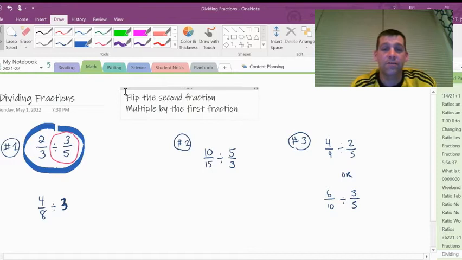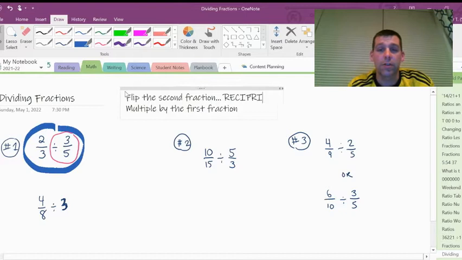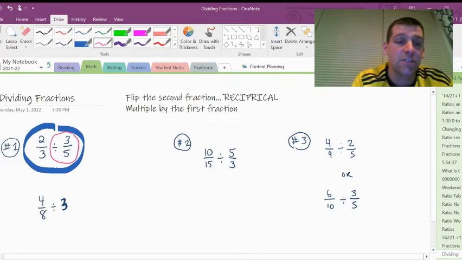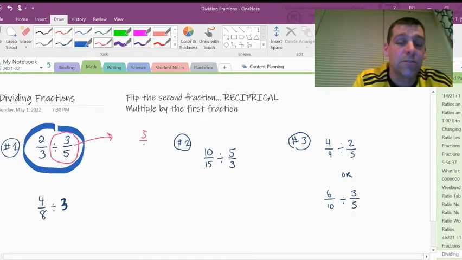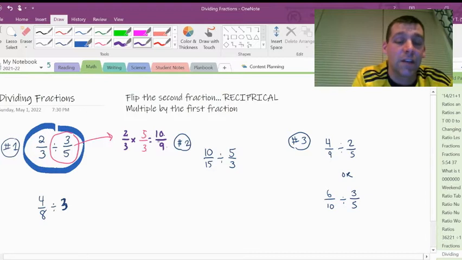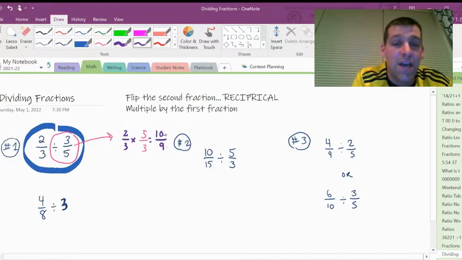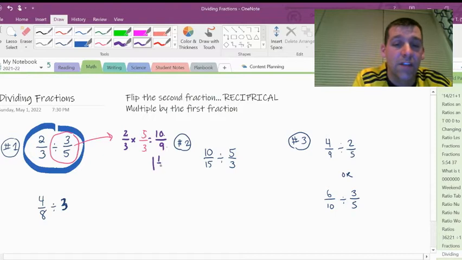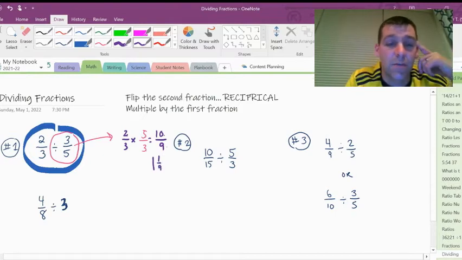Remember, we're really trying to find what's called the reciprocal. If I find the reciprocal, the 3/5 becomes 5/3. I can multiply that by my first number, 2/3, and here I would have 10/9, because 2 times 5 is 10, 3 times 3 is 9. Again, I could take out 9 of these and find 1 and 1/9 as well. That would be my mixed number to go with it.